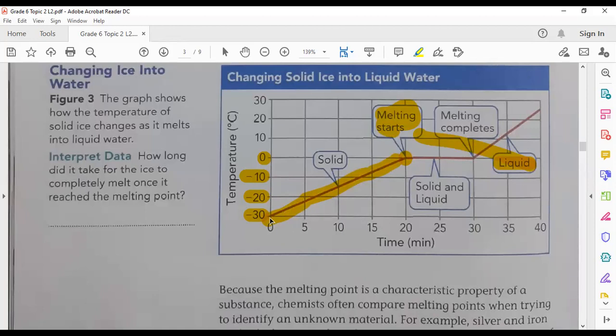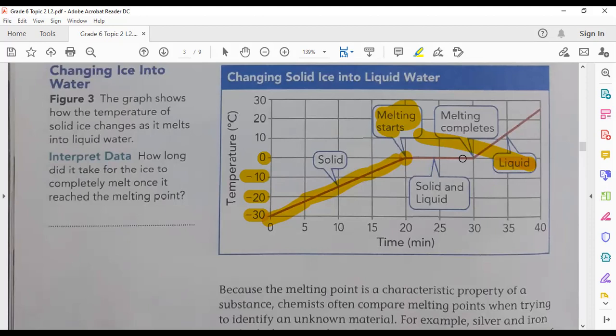Again, this is an ice cube. Suppose that you take it from the freezer and put it outside. After 0 time, 5 minutes, it's still solid. 10 minutes, it's still solid. After 20 minutes, when the temperature reaches 0, melting starts. Before melting, it is solid. Then melting continues as time passes, but the temperature of the water is still 0.